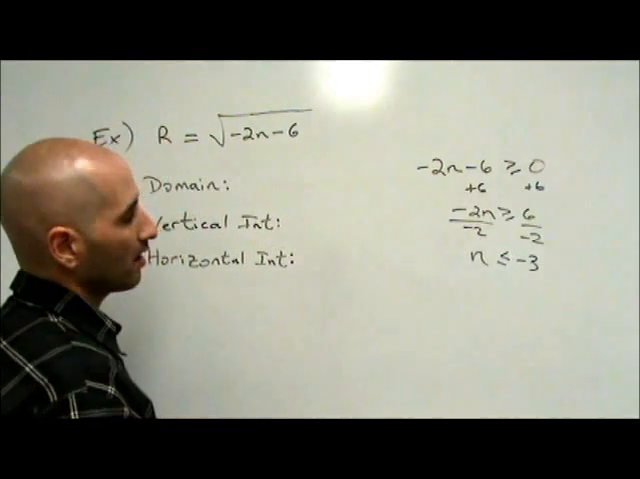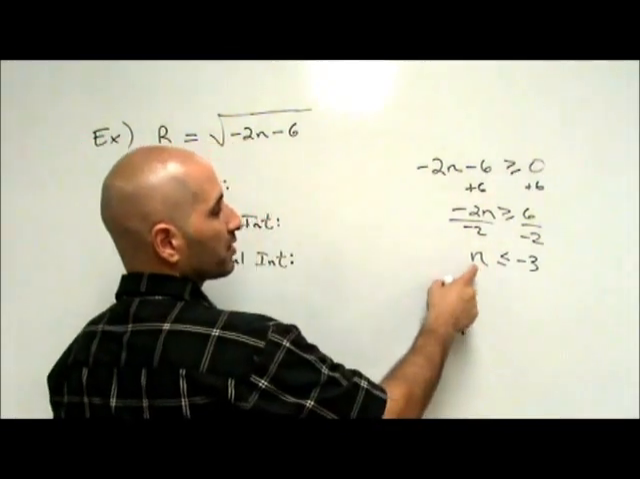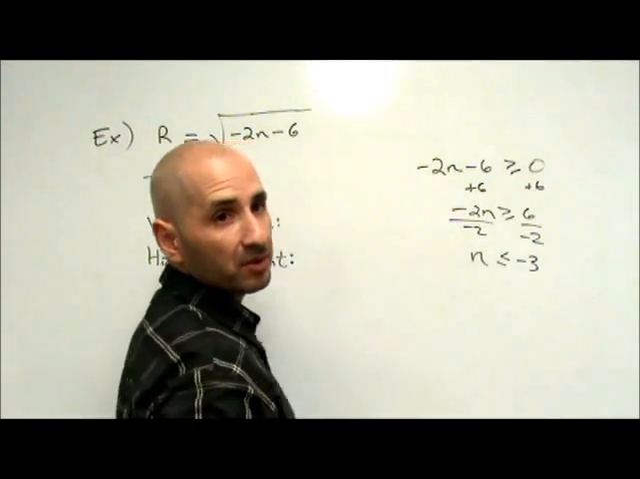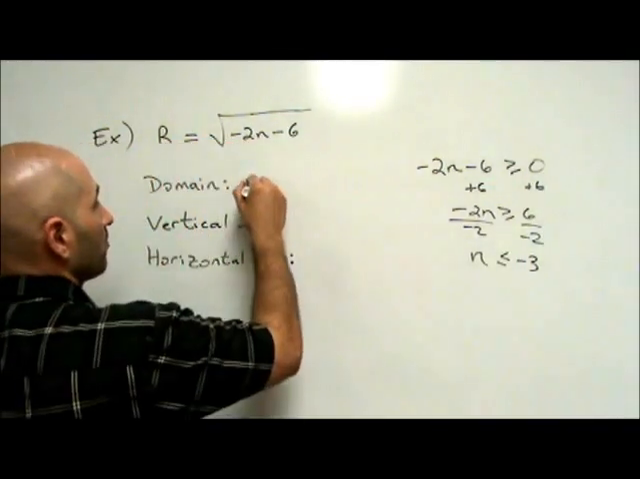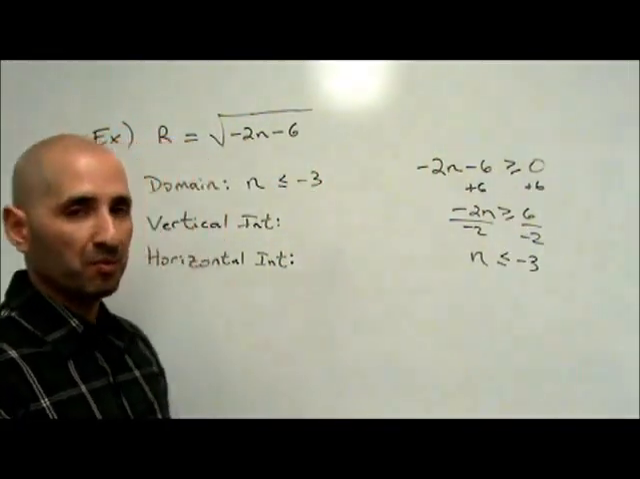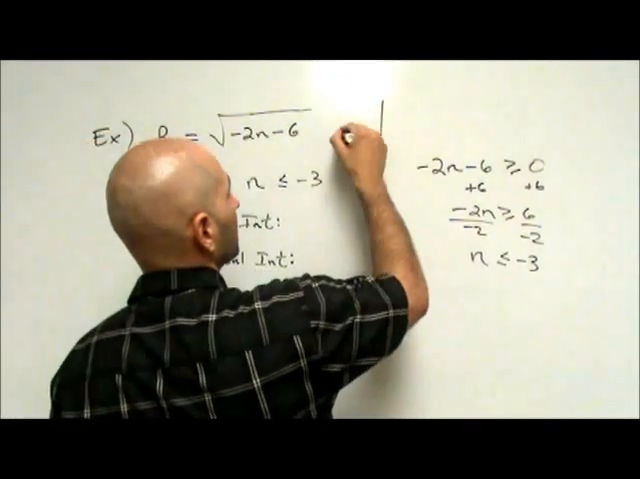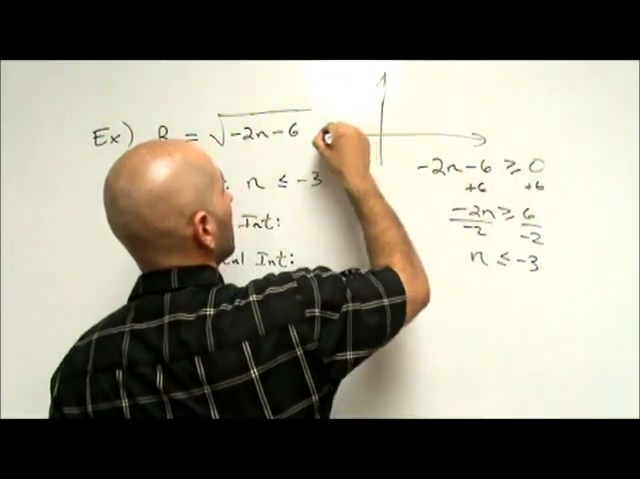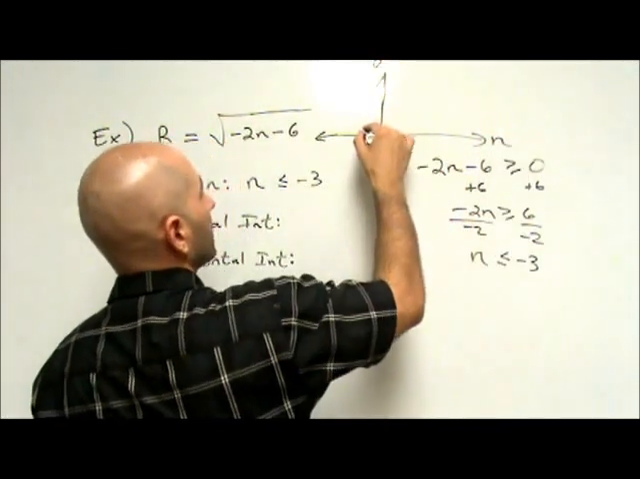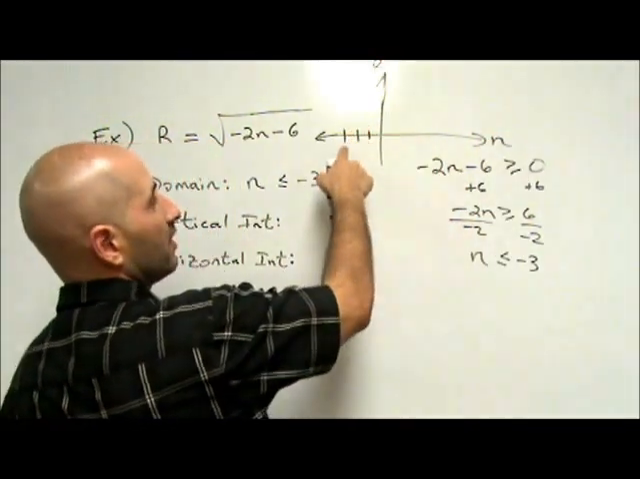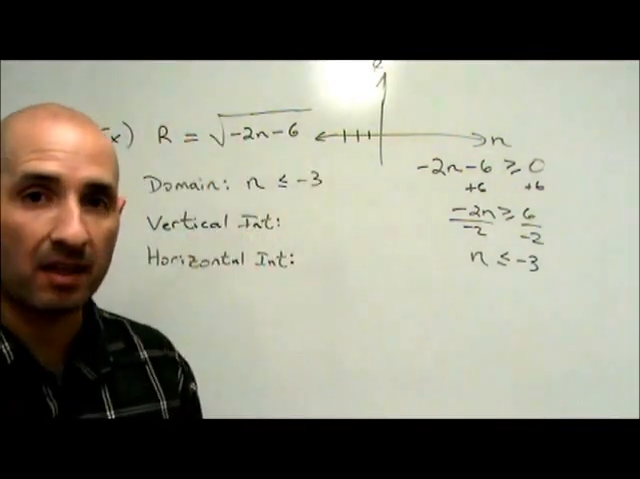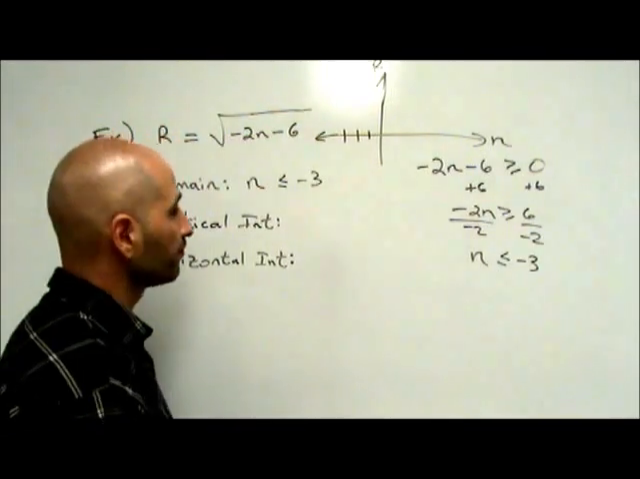So this is the domain here: all real numbers n such that those numbers are less than or equal to negative 3. So you could write it this way. Those n values right there are our domain. So on our graph, we expect to see that our graph starts along this input axis at negative 3, and the picture of the graph is only to the left of that negative 3, including negative 3 as well.